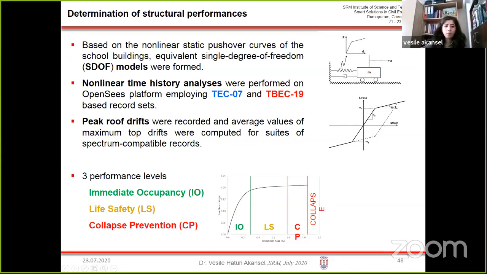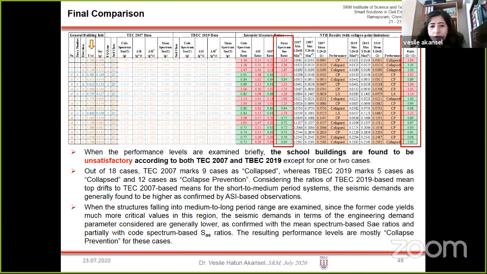So when the performance levels are examined briefly, the school buildings are found to be unsatisfactory according to both earthquake codes. It means that we have to take precautions as soon as possible. And out of 18 cases, the previous earthquake code marks 9 cases as collapsed, whereas the new one marks 5 cases. This was a little bit strange, by the way. We were expecting them to be close to each other.